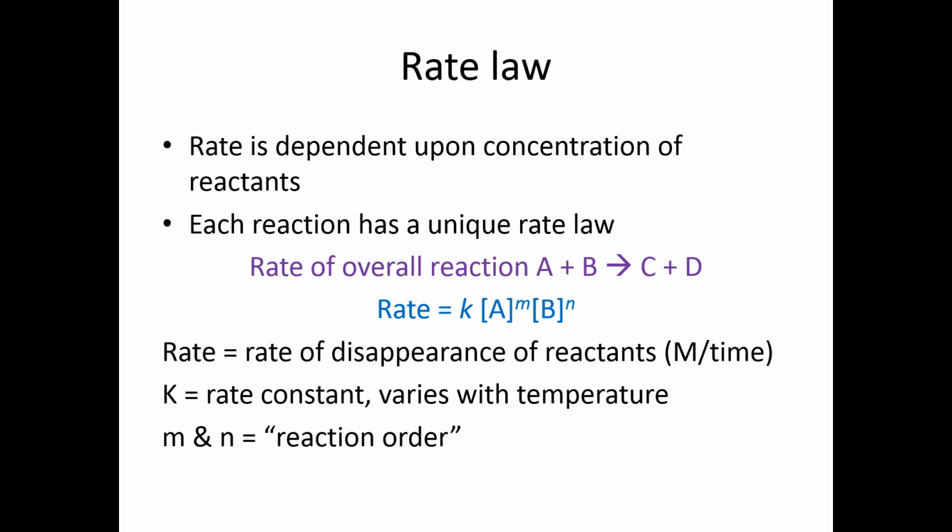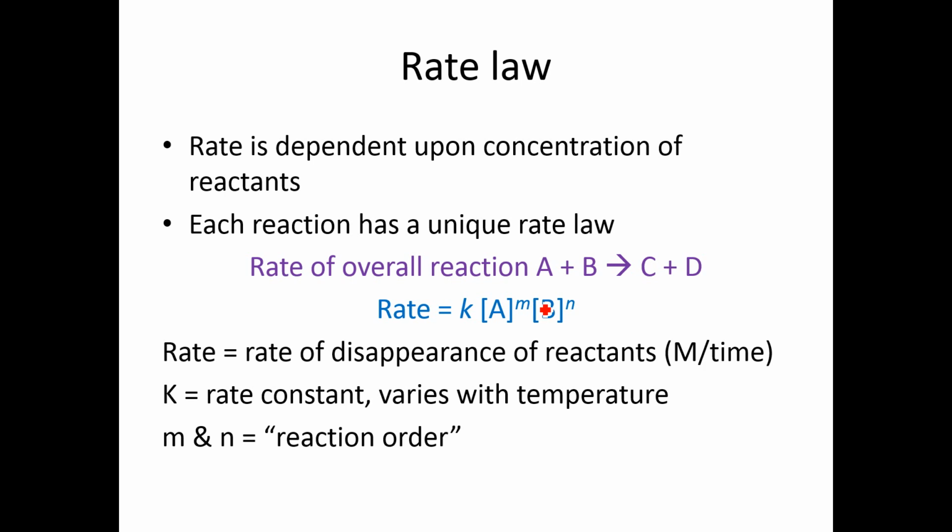When we're looking at rates, in this example, the rate is defined as the rate of disappearance of reactants. And when we talk about rates, it's in molarity per time. It could be molarity per second, molarity per minute, molarity per hour. You want to make sure you pay attention to what units might be given there. k is the rate constant. The units for the rate constant are going to vary depending on the reaction order. We'll see an example of that in a little bit.